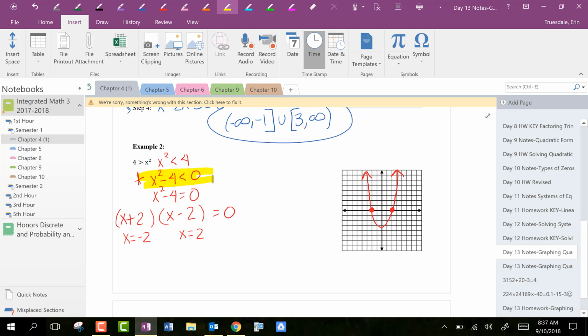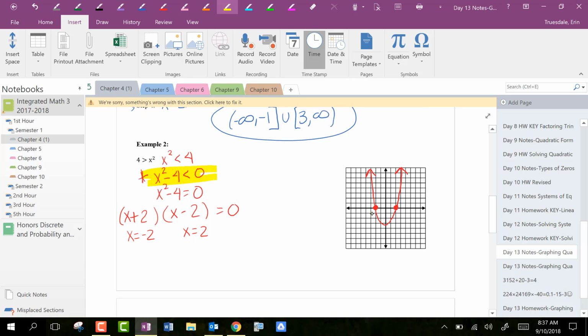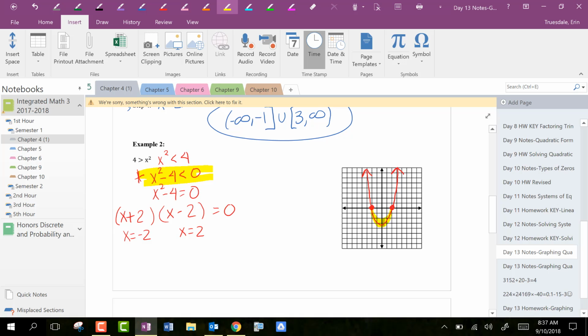Okay, so above or below? Below, so I'm going to highlight the part of the function that's less than 0, underneath the x-axis. And then I need to describe this interval. Okay, so I go up to the x-axis, I need to describe these values. It's between which 2 values?